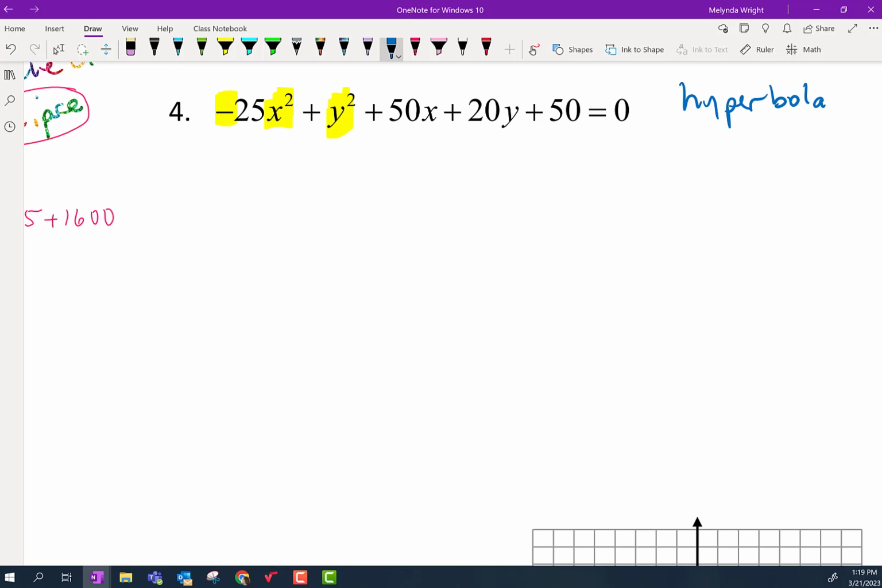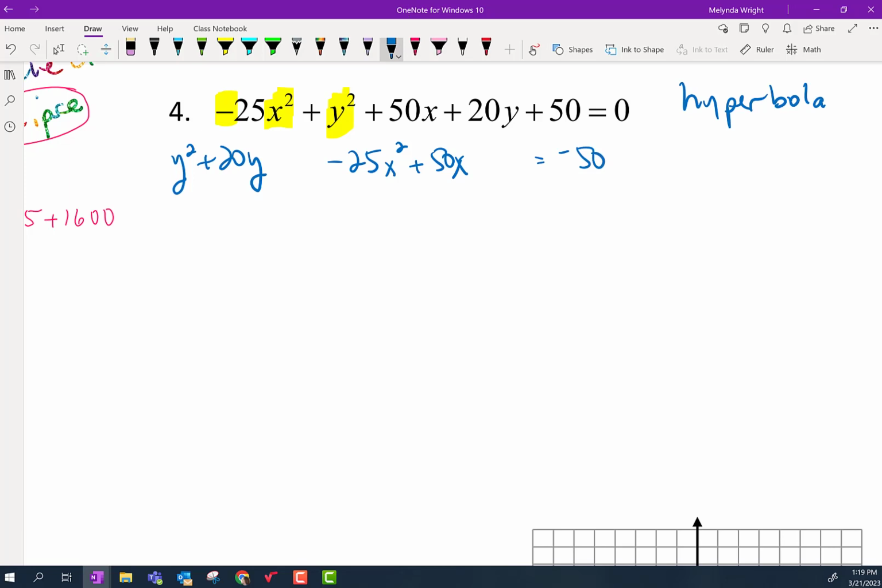So let's kind of think through this process. Because the y is the positive one, it's going to come first. So I've got y squared plus 20y. Let's make some room. My x squared is negative, so it's going to come second. Minus 25x squared plus 50x. Give some room, and move the 50 over.